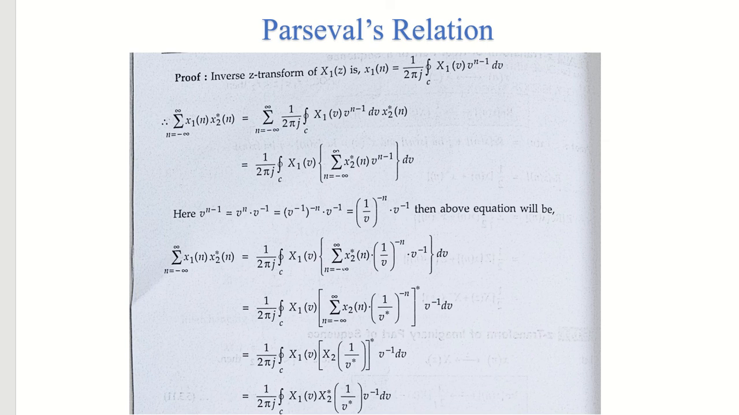Now we will take the summation of n equals minus infinity to infinity x1 of n into x2 conjugate of n, and we saw from the earlier property what its value is. Its value is the summation of n equals minus infinity to infinity, 1 by 2 pi j closed integral of c, x1 of v raised to n minus 1 dv, into x2 conjugate.